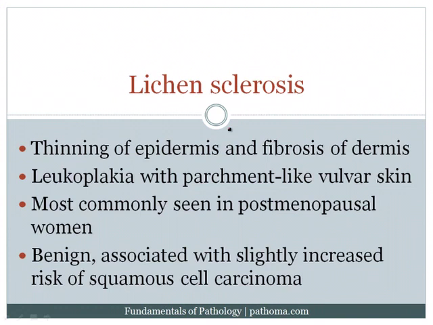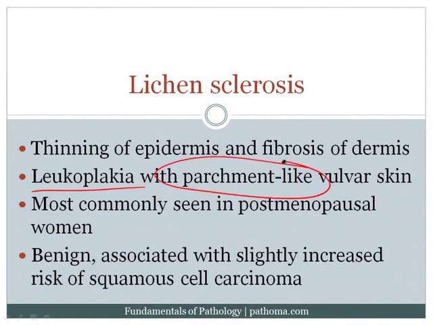So lichen sclerosus, what this is, is a thinning of the epidermis and fibrosis of the underlying dermis. It classically presents with leukoplakia. Leuko means white and plakia means plaque, so the patients have a white patch on their skin in this region. And the classic description for purposes of examinations especially, and even when you examine this clinically, is that it's parchment-like, super thin. The skin feels almost like paper. So you've got this paper-thin vulvar skin, and they call that parchment-like vulvar skin.